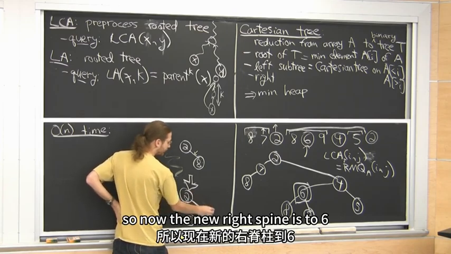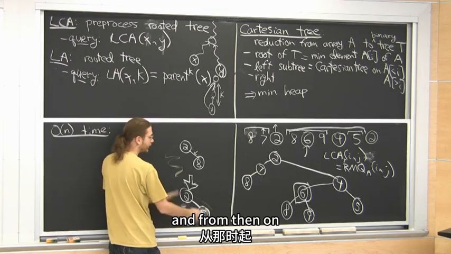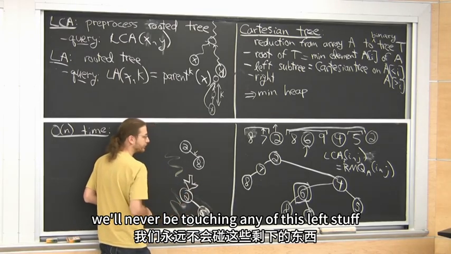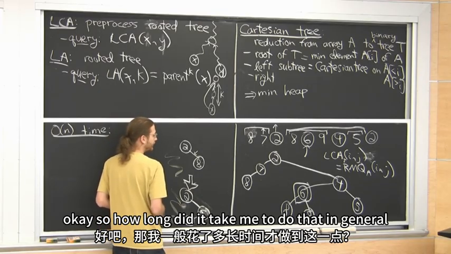So now the new right spine is 2, 6. And from then on, we will always be working to the right of that. We'll never be touching any of this left stuff. Okay, so how long did it take me to do that?